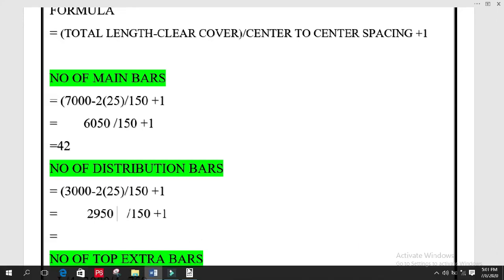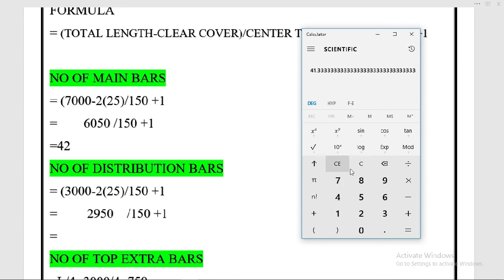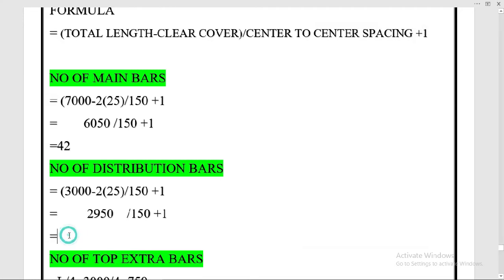2950, then divided by the center to center spacing, which is 150 millimeter of the distribution bar, plus 1. So 20.66, we will take 21 number of distribution bars required for our slab along the longer span.